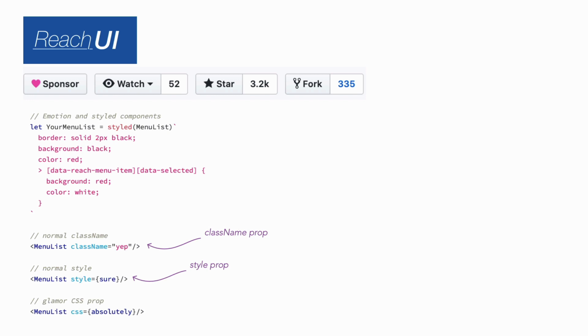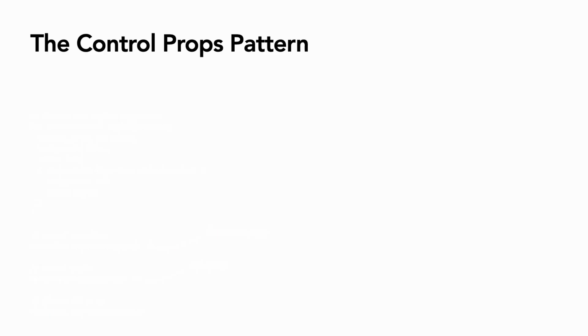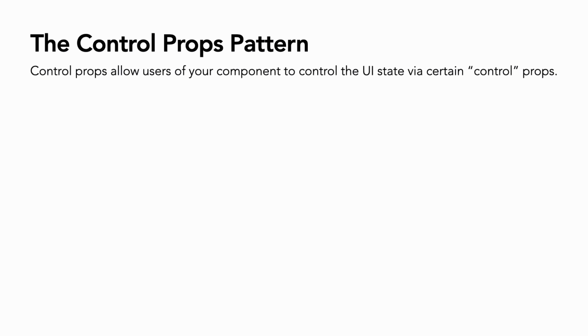Great. Now let's take a look at the fourth pattern. And this is called the control props pattern. Now, when you heard control props, if what came to your mind was, oh, I've seen this somewhere, that's React controlled elements or React controlled components, you're right. Control props allow the users of your component to control the UI state you've got internally via some control props in code. Okay, so what are these control props?